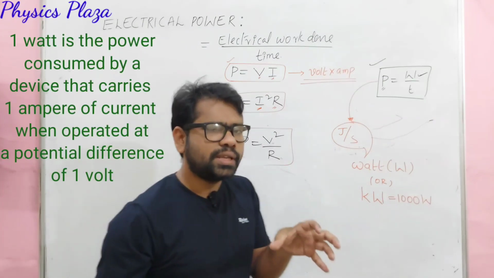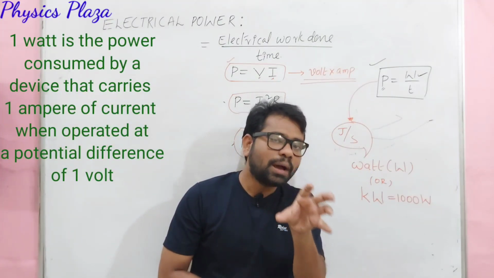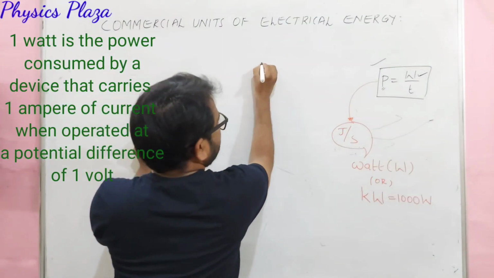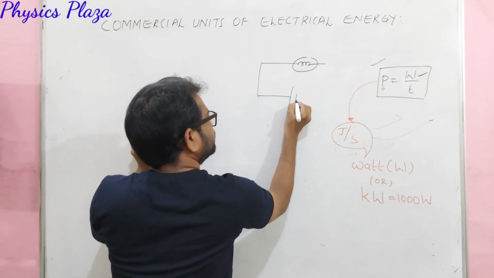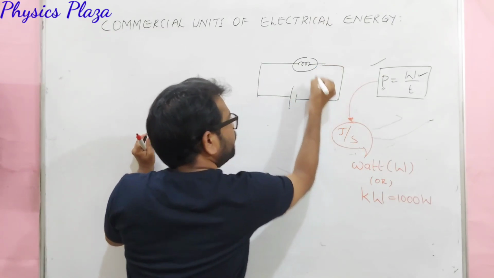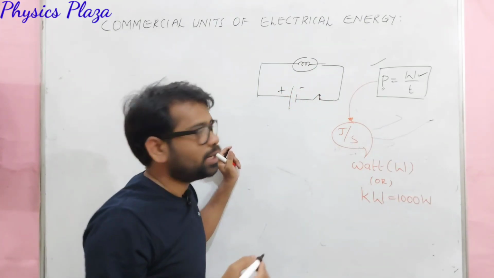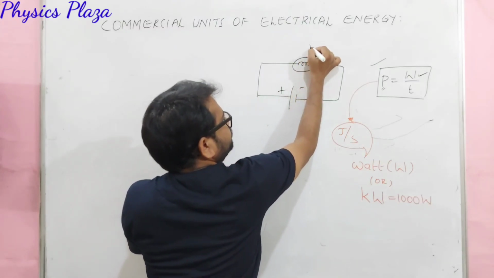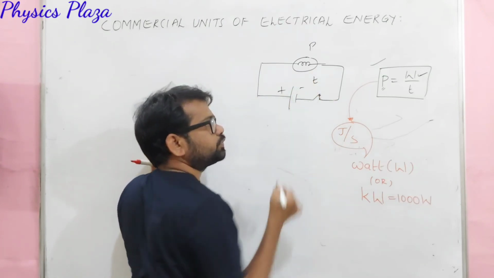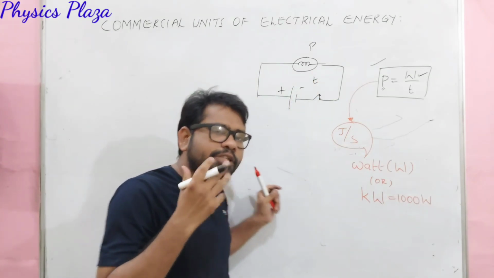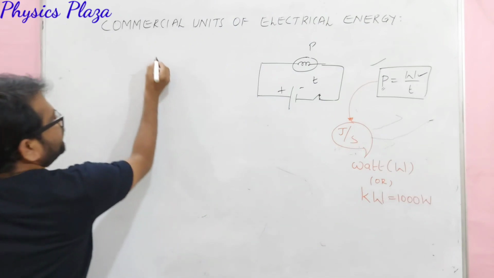Now, dear children, with the help of this we are going to discuss the commercial units of electrical energy. For example, here is a bulb connected to a battery. When this bulb is operated in a circuit, let us say it is an electric appliance of power P. When it is operated for a time T, it consumes some amount of electrical energy. How can we calculate that?